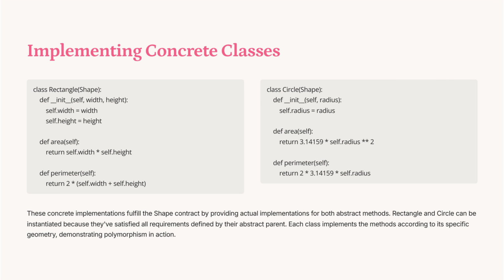Rectangle and Circle classes implement the Shape interface by defining both area and perimeter methods. Rectangle calculates area as width times height, and perimeter as twice the sum of width and height. Circle computes area using πr² and perimeter as 2πr. These implementations satisfy the abstract class requirements, allowing instantiation and showcasing polymorphism.